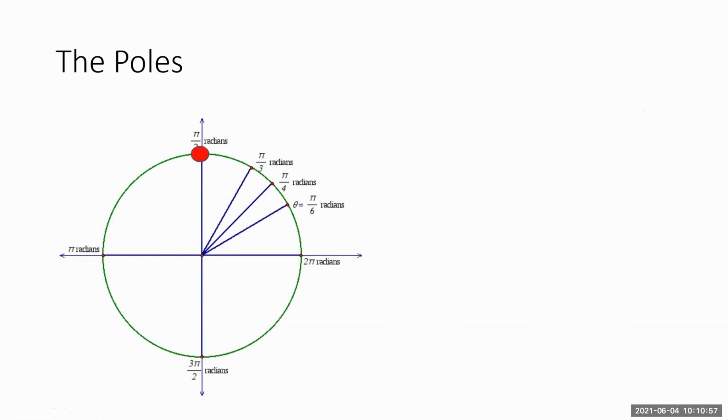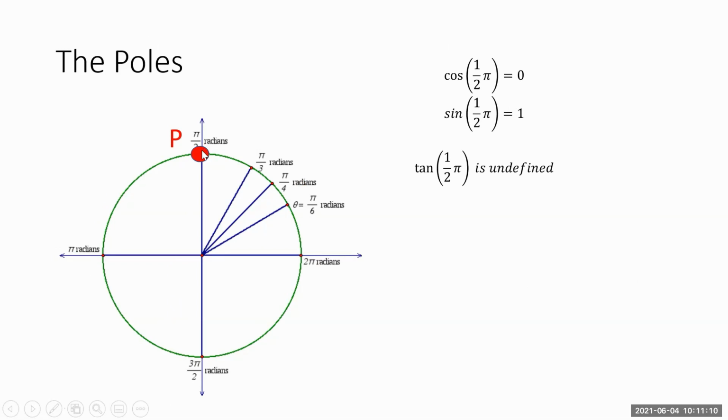So if I'm at pi halves radians, it's my point P. The coordinates here are (0, 1), right? So the cosine of 1/2 pi is 0. The sine of 1/2 pi is 1. The tangent, the slope that goes from 0 up to point P, is undefined because it's a vertical line, right? So these values will always be zeros, ones, negative ones, or undefined. So you just got to think about where am I and apply the appropriate definition.